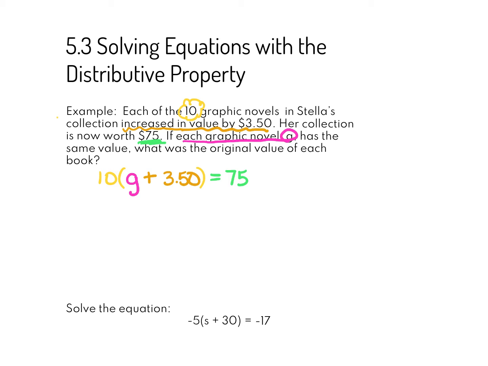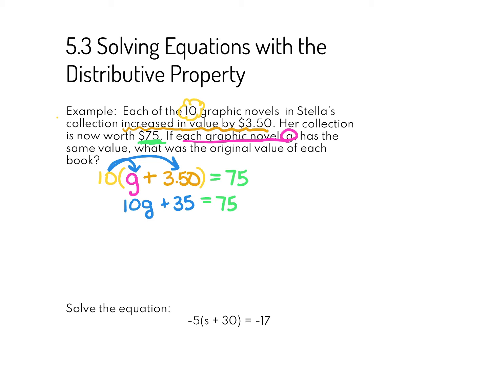The first thing that we need to do when there's parentheses involved is distribute to get rid of those parentheses. 10 times G is 10G. 10 times 3.50 is 35, and that's still going to equal $75. Now we have a two-step equation.